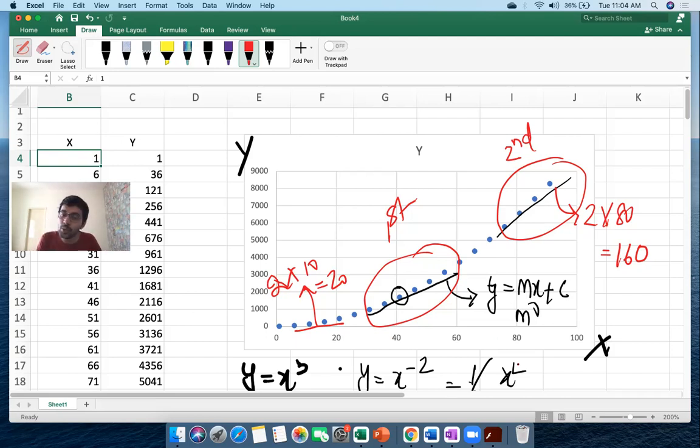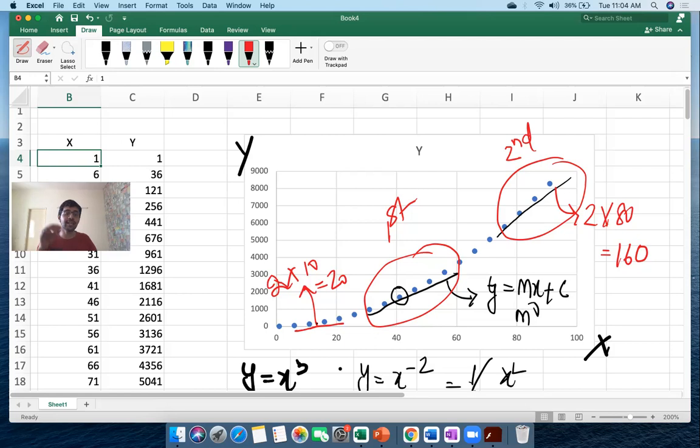If x is equal to 80, and if the value of x changes from 80 to 81, then the value of y is going to increase by 160 units. If the value of x is equal to 10, then when x increases from 10 to 11, the value of y is going to increase by just 20 units.